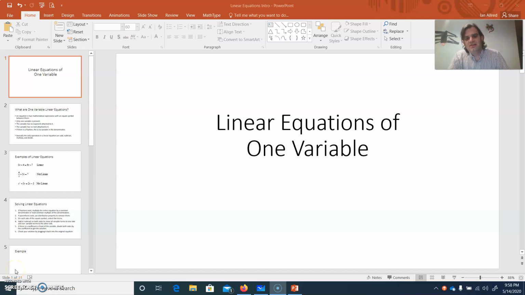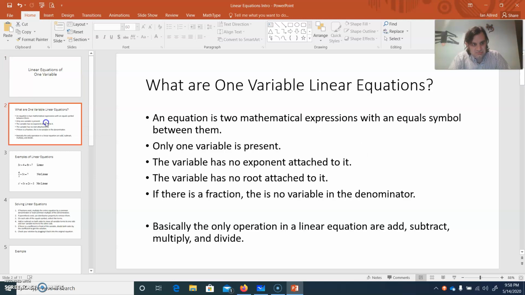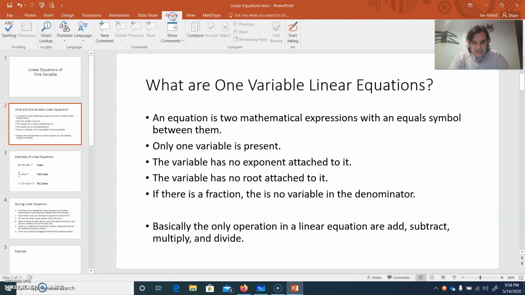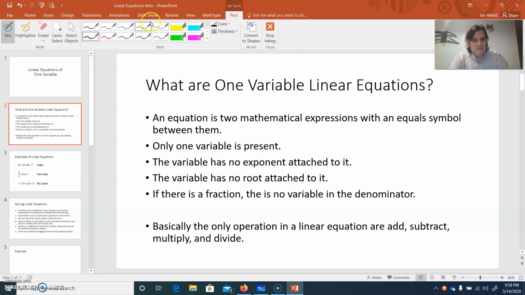I want to talk to you about linear equations of one variable. This may be a new topic to you, or maybe you need a refresher. But let's go through, first of all, what a linear equation of one variable might be. First of all, it's an equation, which means it's two expressions separated by equals. A lot of times people try to solve something when it's not even an equation. If there's not an equals in the statement to start with, it's not an equation.